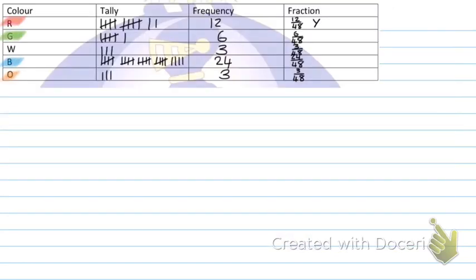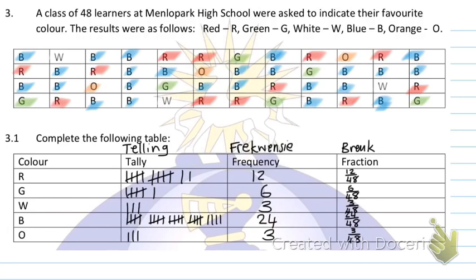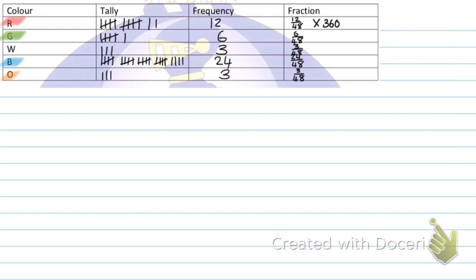Okay, just make sure that you have it exactly like that. The frequency for red was 12, green 6, white 3, blue 24, and orange 3. The fractions are all over 48 because 48 was the total. Now, guys, to get the degrees, I need to multiply each of those fractions with 360 degrees. So I get the degrees by multiplying each of them with 360 degrees, and those are my answers.